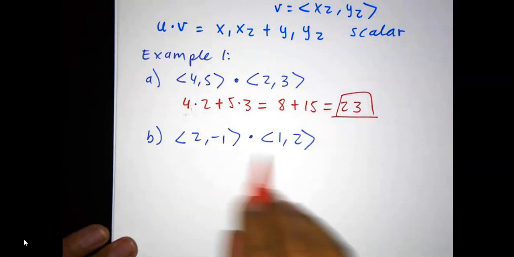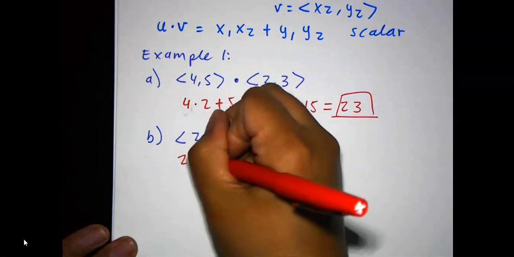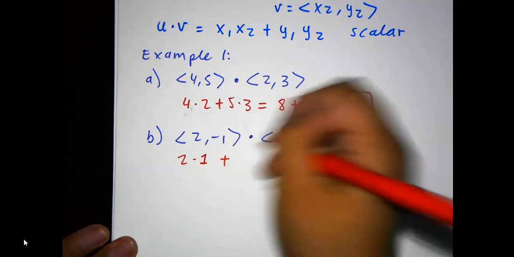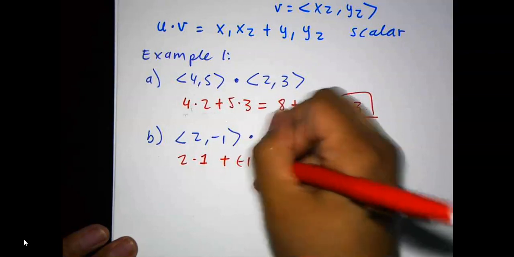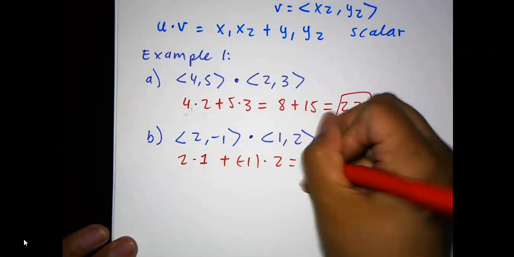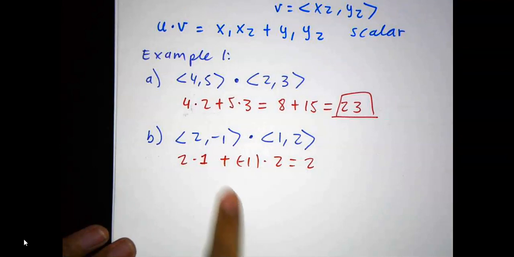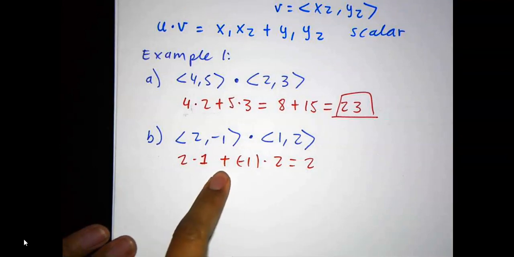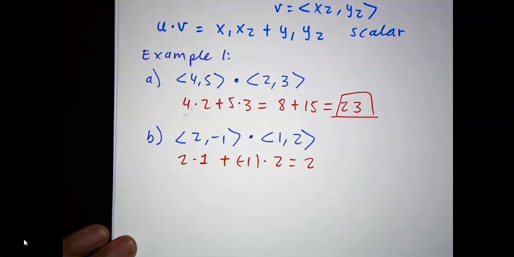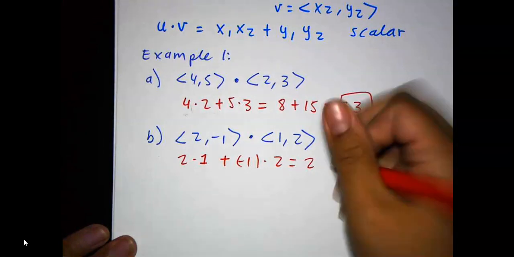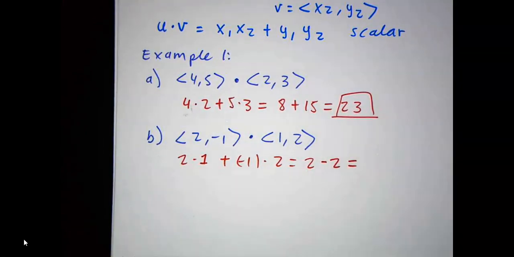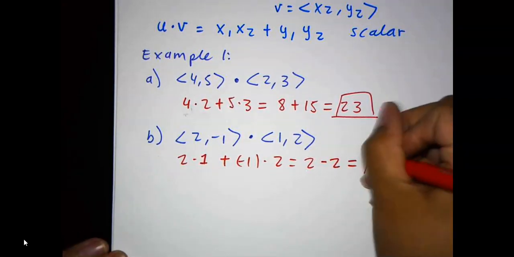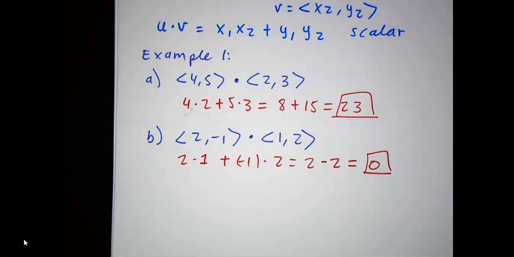Next one, 2 times 1 plus negative 1 times 2. So we got 2 plus, what do I have when I have plus and then negative? Minus 2. So 2 minus 2 is 0. So that's what I was saying earlier. When you take a dot product, you get a number. It could be positive, it could be negative, or it can even be 0.